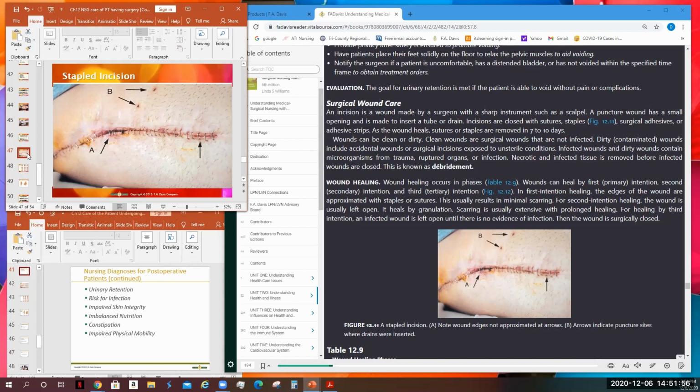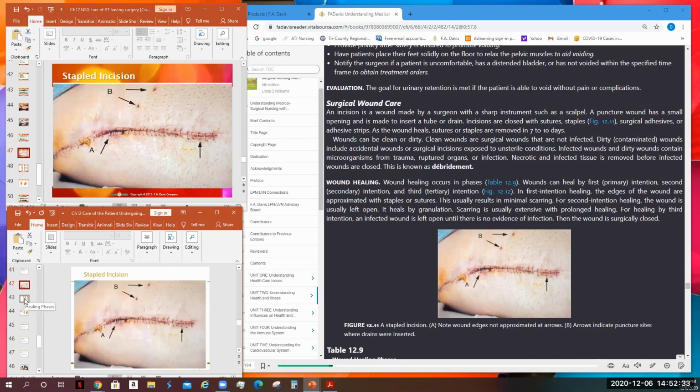Wounds can be clean or dirty. Clean wounds are surgical wounds that are not infected. Dirty or contaminated wounds include accidental wounds or surgical incisions exposed to unsterile conditions. Infected wounds and dirty wounds contain microorganisms from trauma, ruptured organs, or infection. Necrotic and infected tissue is removed before infected wounds are closed. This is known as debridement.